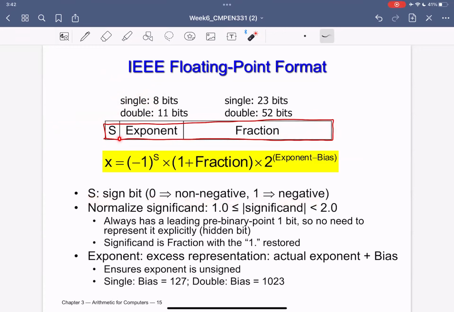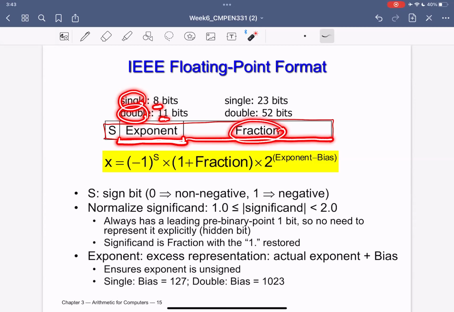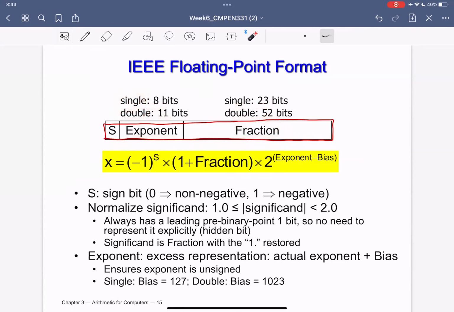Then I will have the next bits, 8 in case of single, 11 in case of double, that will represent something called the exponent. Then the next bits will refer to the fraction. The fraction will be 23 bits in case of single. It will be 52 bits in case of double. In the single format, if you add the 23 plus the 8 plus the 1, you will get 32. If you add the 52 plus the 11 plus the 1, you will get 64.